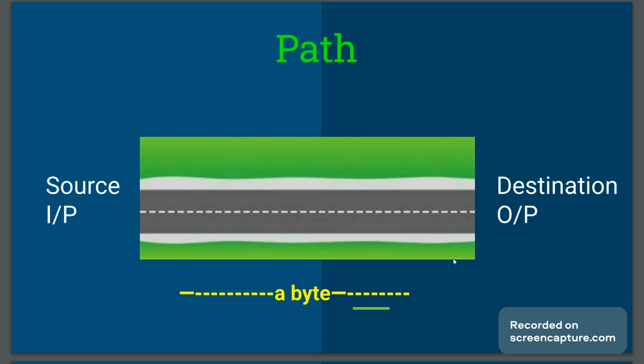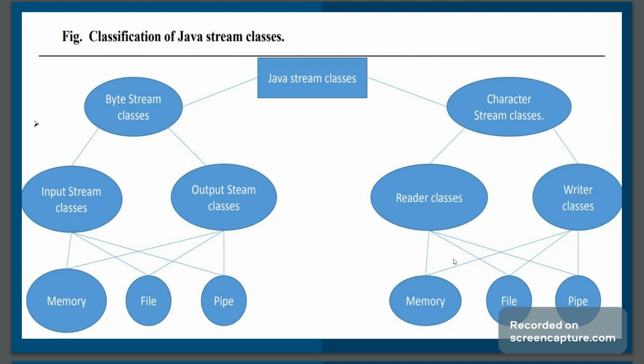Now, there is again a classification of streams according to the amount of data they carry. If your stream is sending a byte at a time, either input or output, that is known as a byte stream. And if your stream is reading or writing a single character at a time, that is known as a character stream. According to this, there is a classification of Java stream classes, which are available in the java.io package.